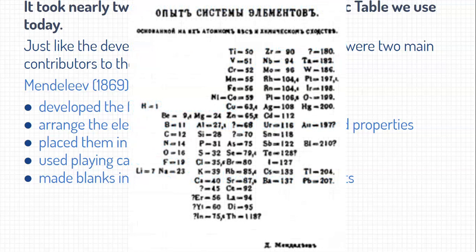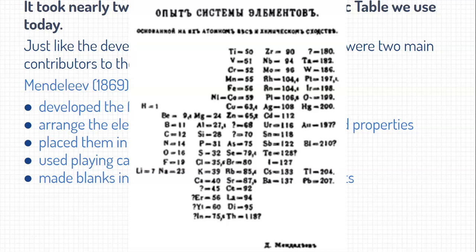Now, this is what his periodic table looked like. It is vastly different than what we see today, and there are a lot of question marks, kind of like, oh, what do we think? But that is pretty much what his periodic table looked like.